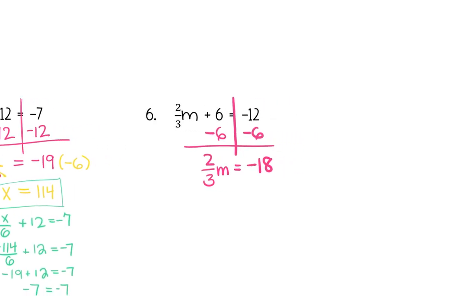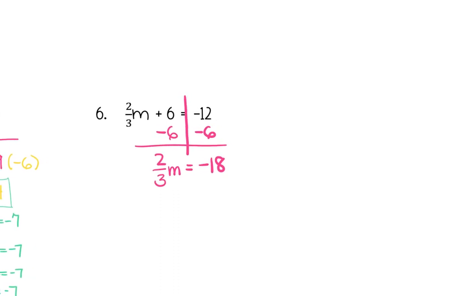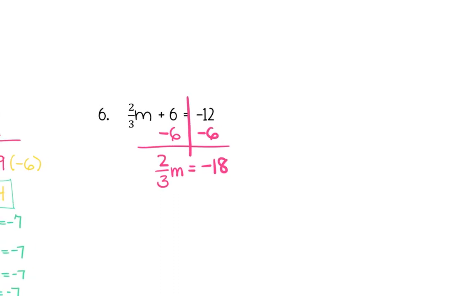Now that we have 2/3 m equals -18, there are two different things that I can do here. The first thing: 2/3 m equals -18, we can think about this as 2/3 times m, which it is. So we can divide both sides by 2/3. The 2/3 cancels, and we end up getting -27.